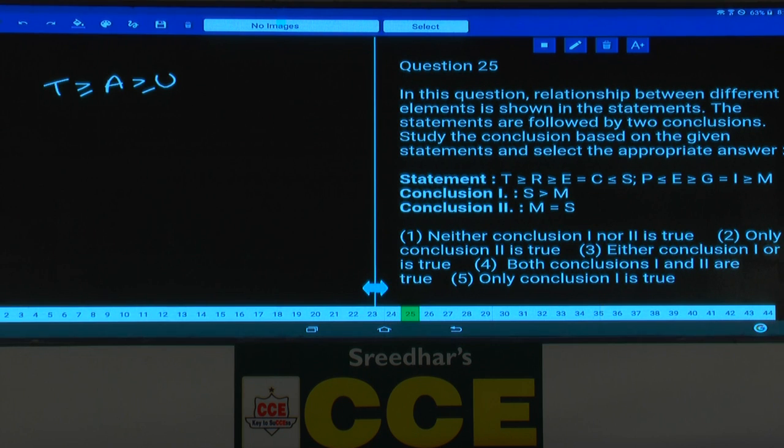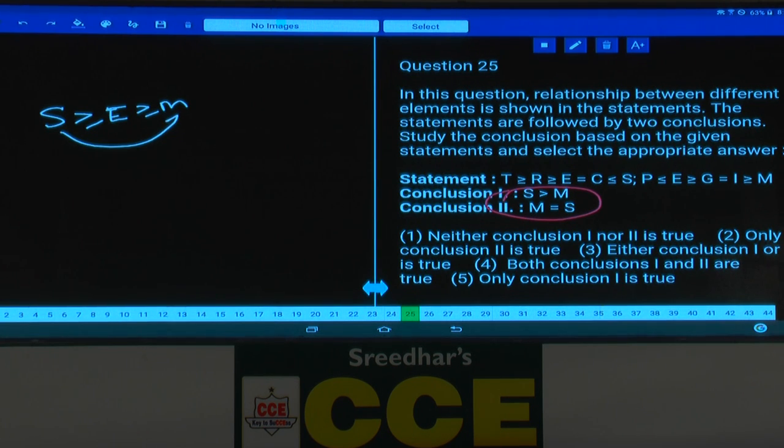Then coming to question number 25. Now if you observe here, the conclusion is in between S and M only, isn't it? As the relation between S and M is given, S is here, M is here. What is the letter which is common between these two? E is common. Now E lesser than or equals to S means S greater than or equals to E, and E greater than or equals to M. S greater than or equals to E greater than or equals to M. Now between S and M, S is either greater or equal. Hence either 1 or 2, that is choice 3. Question number 25, choice 3 is the answer.